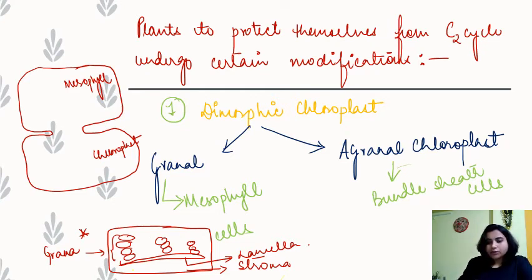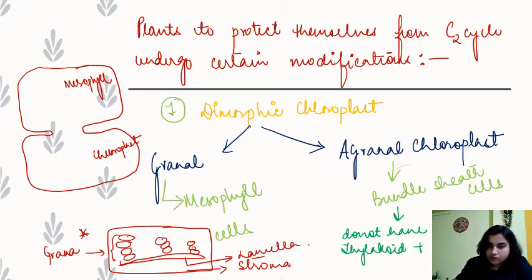If we talk about agranule chloroplast, what is it? Agranule chloroplast does not have thylakoid plus granule. So this is the main feature of the agranule chloroplast.